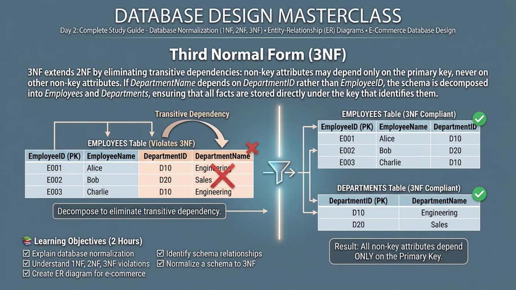As you see illustrated with the funnel, we split this table into two. We extract the department ID and department name into their own separate departments table, where department ID now becomes the primary key for that table. The original employees table then retains the department ID as a foreign key, linking back to the departments table. The result, on the right, is two tables that are 3NF compliant. Now, every non-key attribute in each table directly depends only on its respective primary key. This eliminates redundancy, improves data integrity, and makes our database much more efficient and robust.